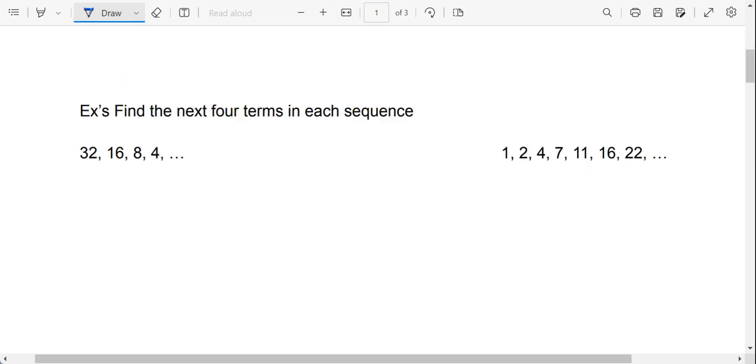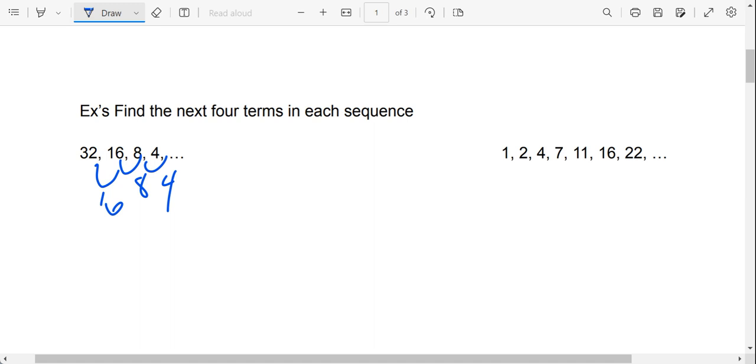So these two examples, we're not going to be finding the explicit formula, even though we could for these. We'll do that in a little bit. But I thought we'd start basic and say, find the next four terms in these sequences. So one of the things we could be doing is adding or subtracting a number, or multiplying or dividing by a number. Here we're going by 16, 8, 4. It's not increasing by the same number.